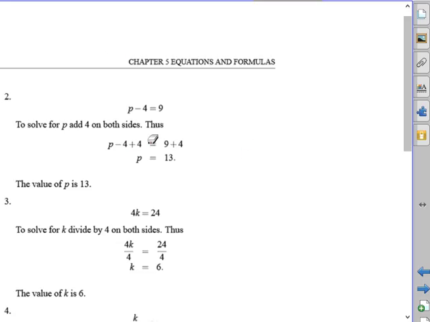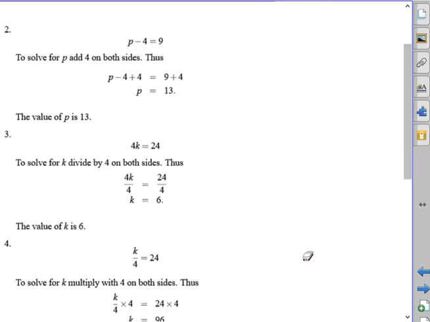The same thing with number 2. Number 3 slightly different because it's multiplied instead of added, but we know the opposite of multiplication is division. I got an answer of 6. If I want to go back and check, 4k means 4 times k. 4 times 6 is 24. My right-hand side is 24. I know my answer is correct.